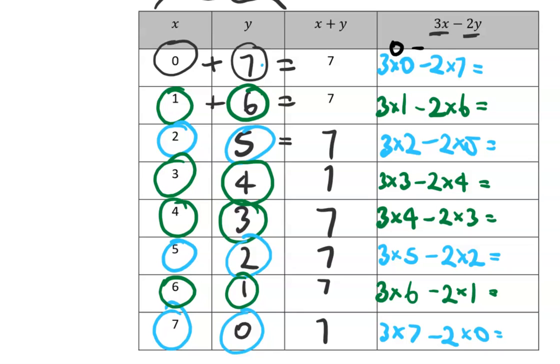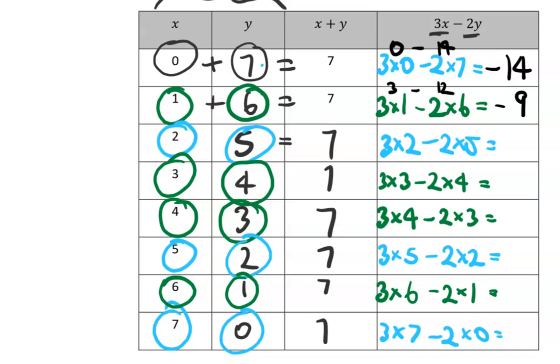Take away 2 times 7 is 14. So 0 take away 14, you should have minus 14 there. All right, 3 times 1 is 3. Take away 2 times 6 is 12. 3 take away 12, you should have minus 9.